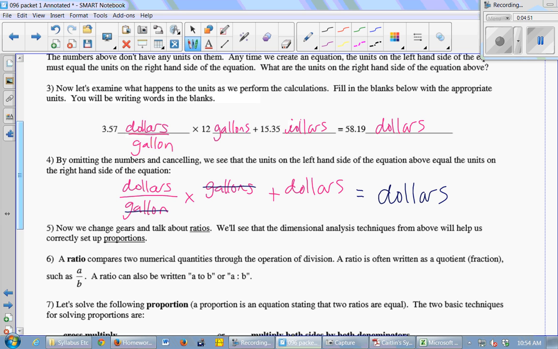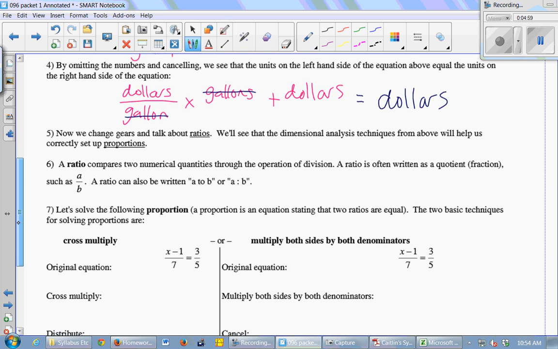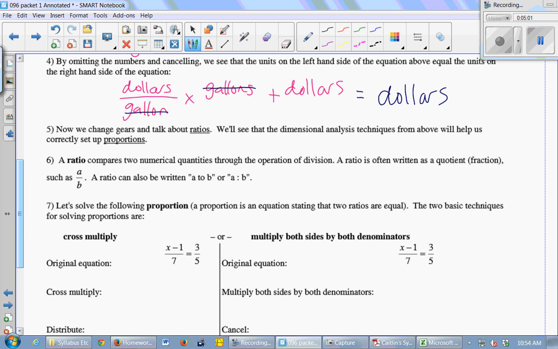All right, so we're going to change gears for a minute. We're going to come back to the unit analysis in a minute. Then we're going to change gears and talk about ratios. And we're going to see that dimensional analysis techniques that we just talked about will help us a lot when we're setting up proportions. So a ratio compares two numerical quantities through the operation of division. And a ratio is often written as a quotient or a fraction, such as A over B. It can also be written A to B or A colon B.